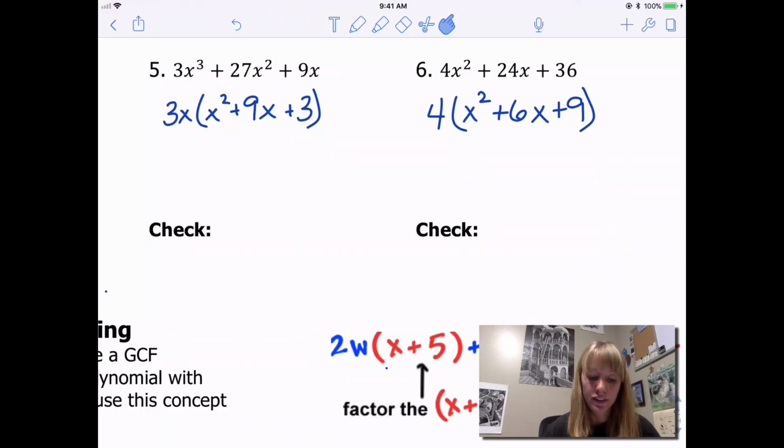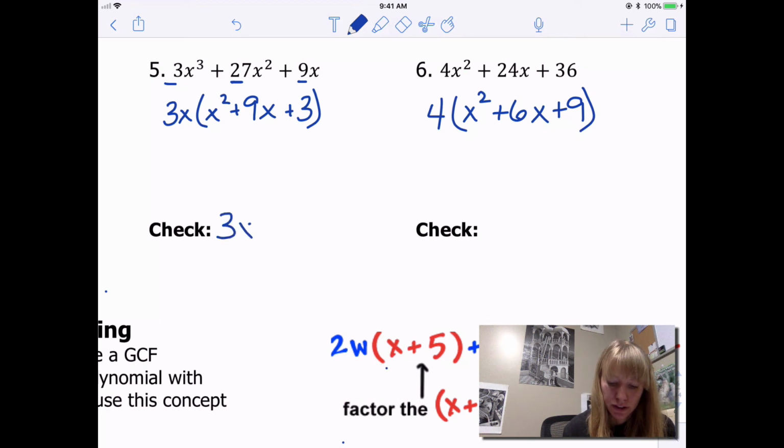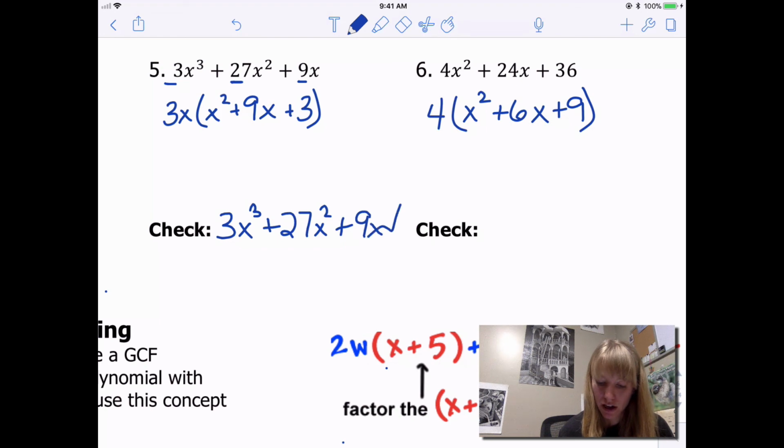So here's what I got for 5 and 6. In the first one, I look at my numbers. 3 is a factor of all 3 of those, and they each have at least 1x, so that's why my GCF is 3x. So let's double check. I get 3x times x squared is 3x cubed. 3 times 9 is 27. X times x is x squared. And 3x times 3 is 9x. Check. That looks like my original.